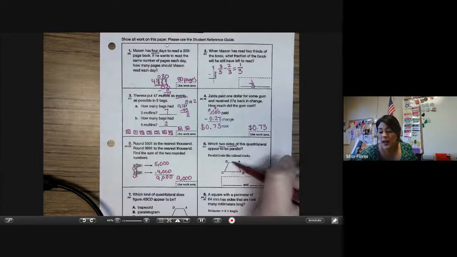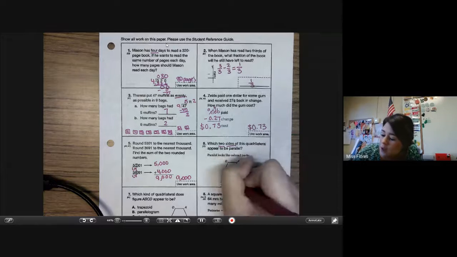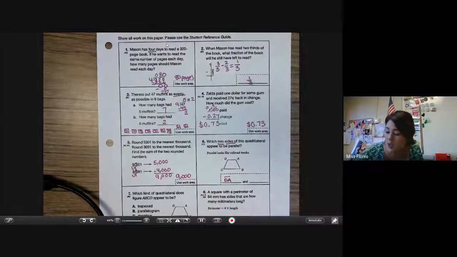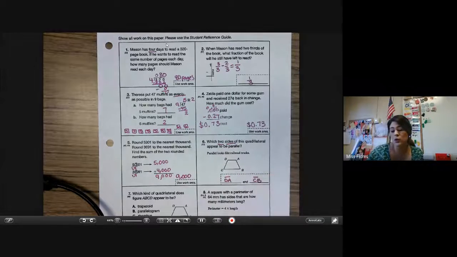But DA looks like it's running this way or this way. And CB looks like it's running this way too. So those lines, eventually, they are never going to touch. So your answer should look like this. DA, or you can do AD. And CB, or you can do BC, but make sure you have the line symbol up on top, the line label.